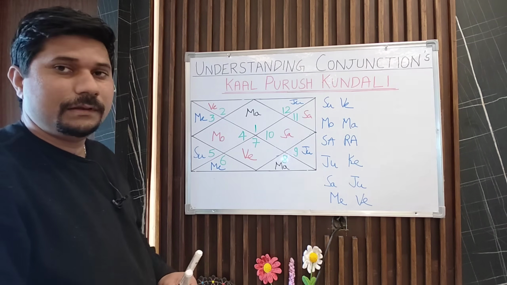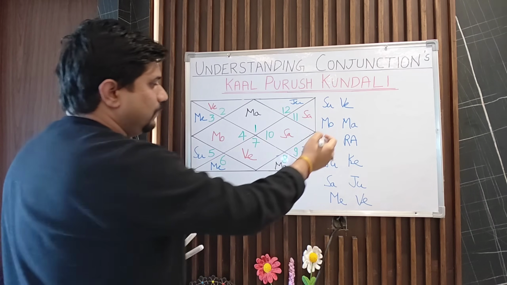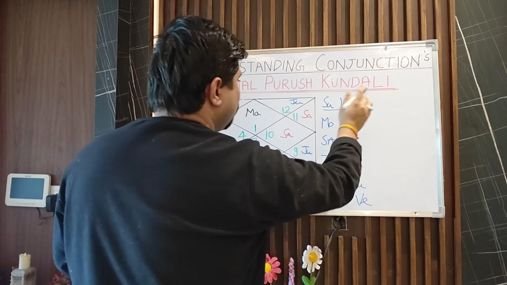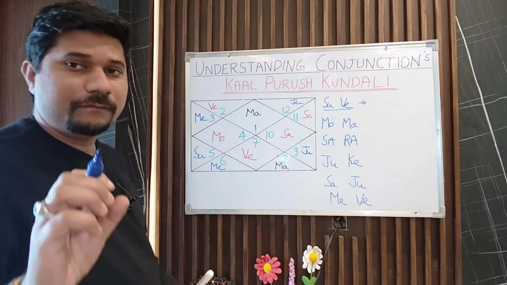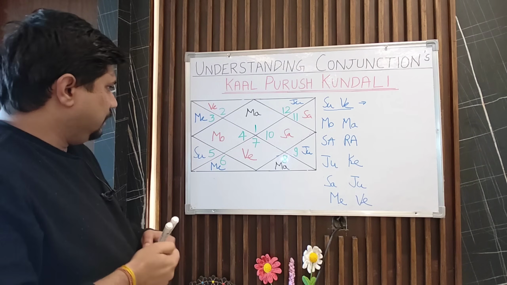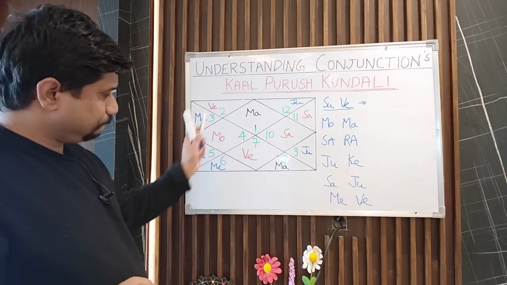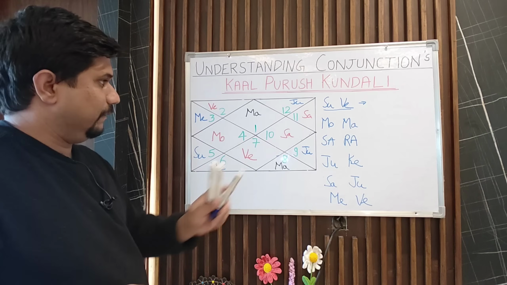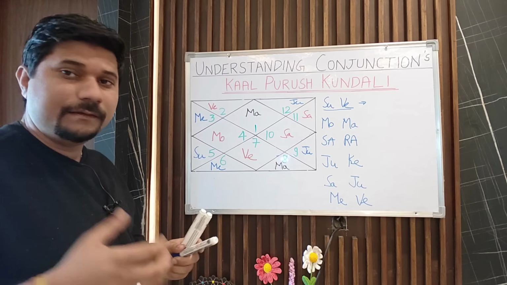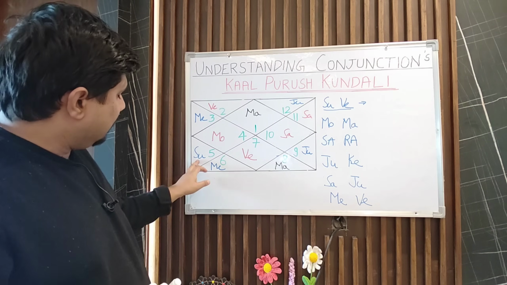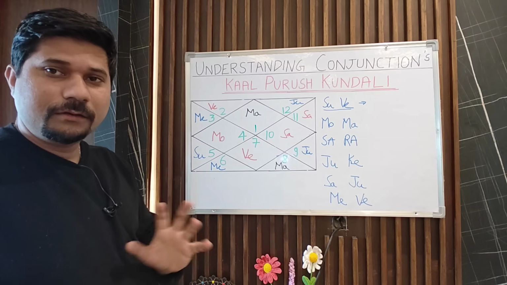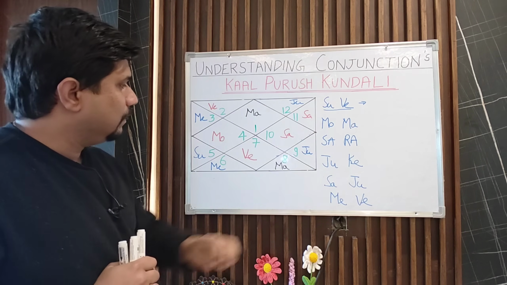Now for example, take the case of Sun plus Venus. Suppose you have Sun and Venus conjunction in one single house. Now what you need to understand, look in the Kaal Purush Kundali and look where Sun is present. It's in this house, and look at where Venus is posited. In that case, Venus is ruling the two most important houses. Now how to make a prediction here?